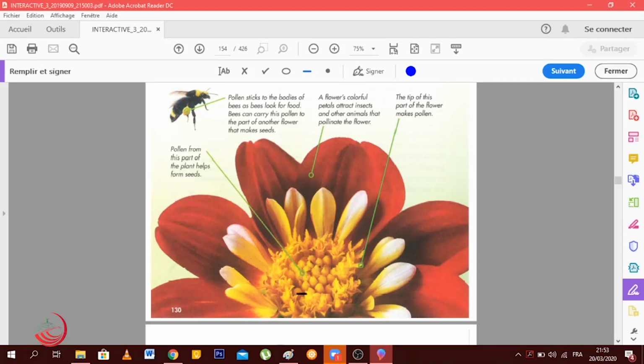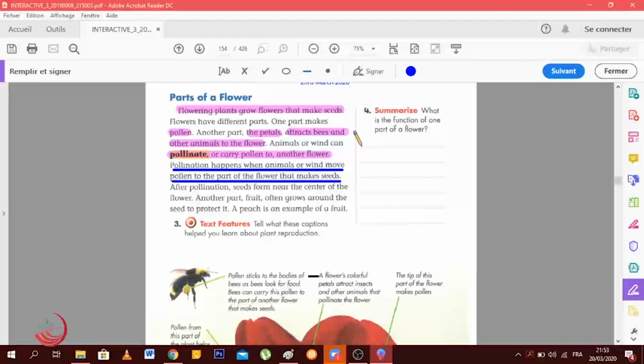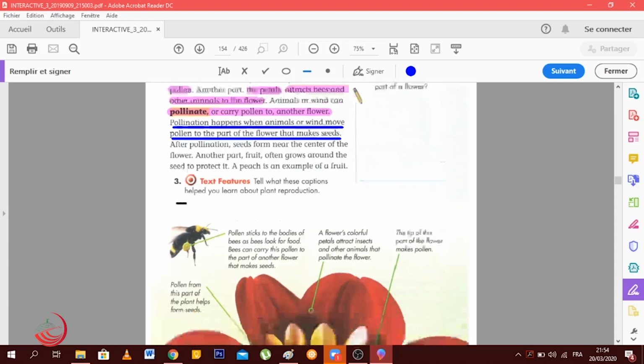So it makes seeds here by the pollen that the bee brought. Okay, very good. Are you following? After pollination, seeds form near the center of the flower. So the seeds are growing inside the flower, in the center.